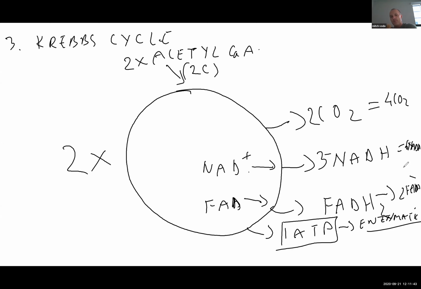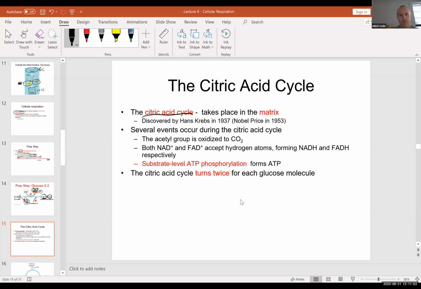Now let's go back to the PowerPoint and let's see. The citric acid cycle, or Krebs cycle, takes place in the matrix. The acyl group is oxidized to carbon dioxide. All this reaction takes place right here. NAD and FAD accept the hydrogen and turn into NADH and FADH2, right? There's a mistake. The process through which ATP is produced is called enzymatic, and it's called substrate level phosphorylation.